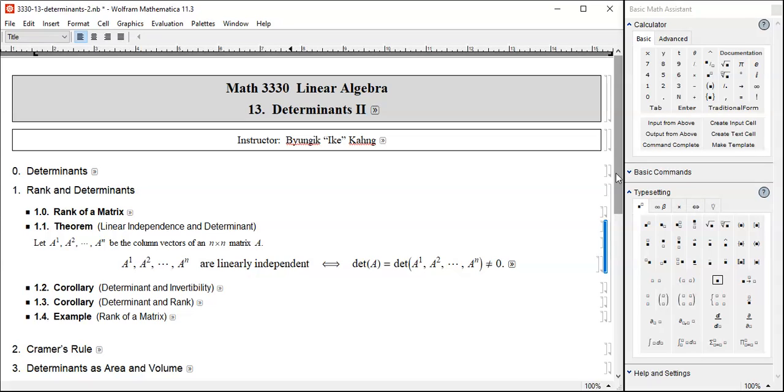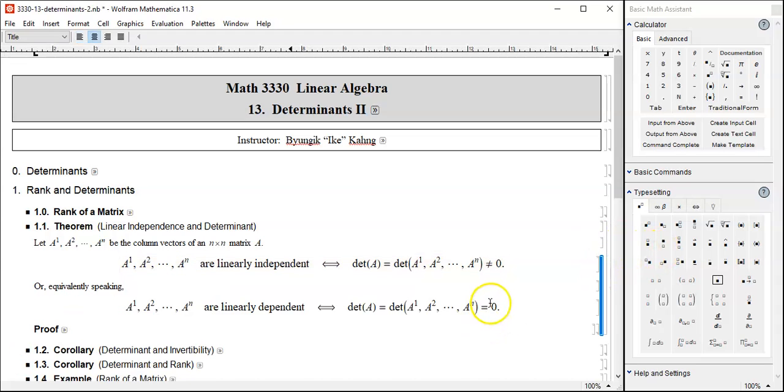Let A1, A2, A3, and so on be the column vectors of an n by n matrix A. Then we have this equivalence. The column vectors A1, A2, A3, all the way over to An are linearly independent if and only if the determinant of the original square matrix A is non-zero. Equivalently, the column vectors A1 through An are linearly dependent if and only if the determinant of A is zero. The equivalence between these two is easy to see, so I'm going to leave that to students.